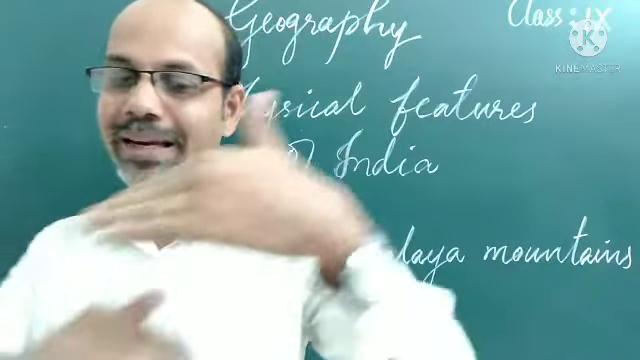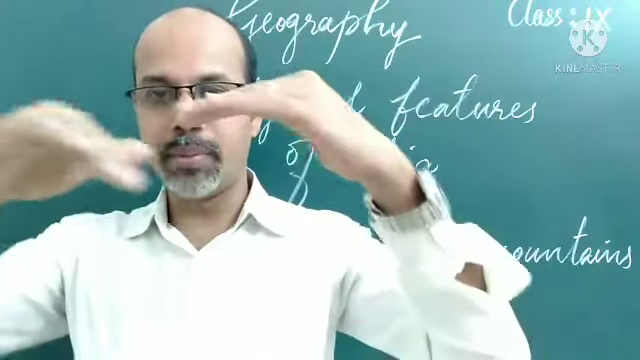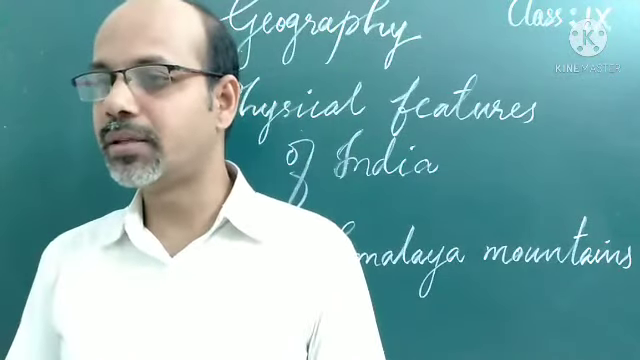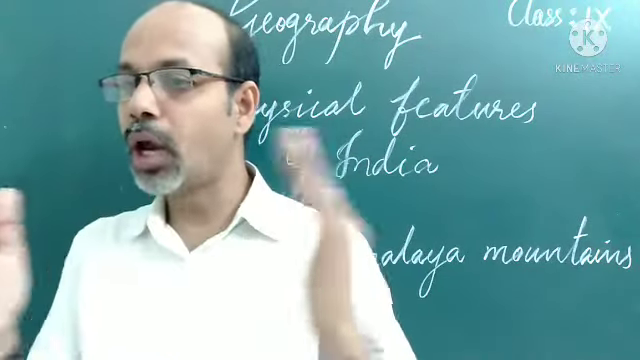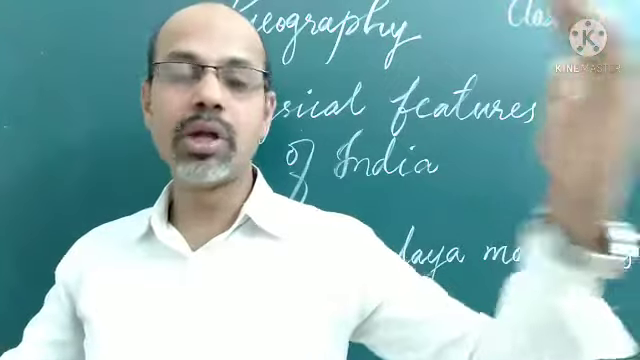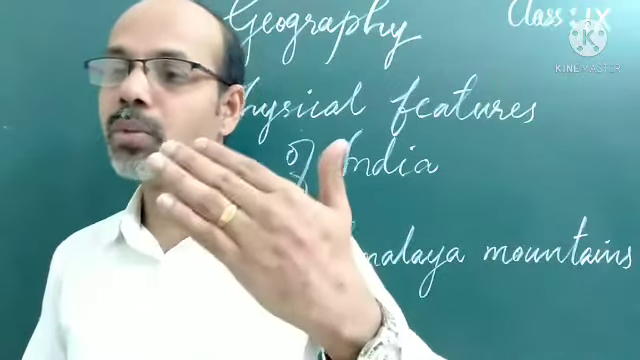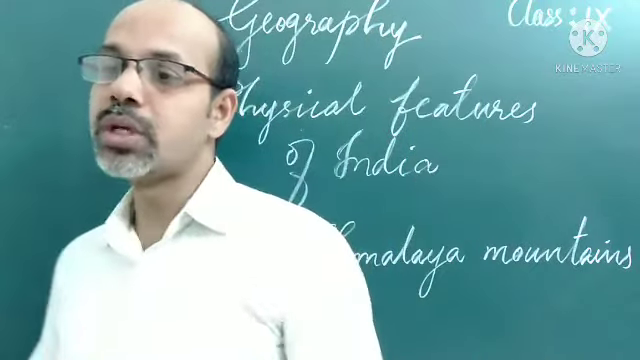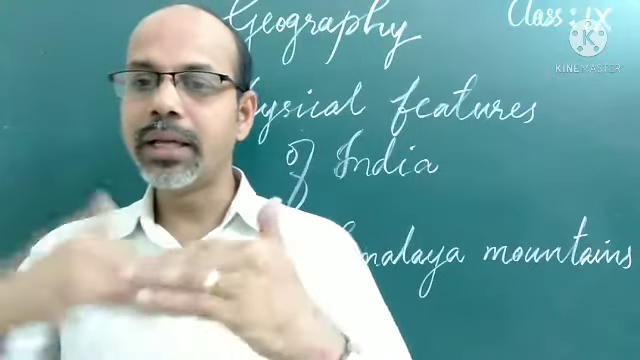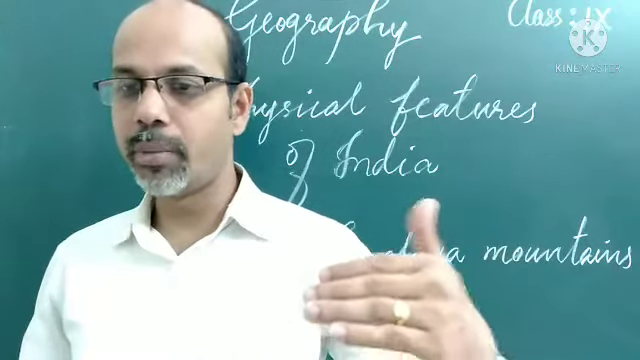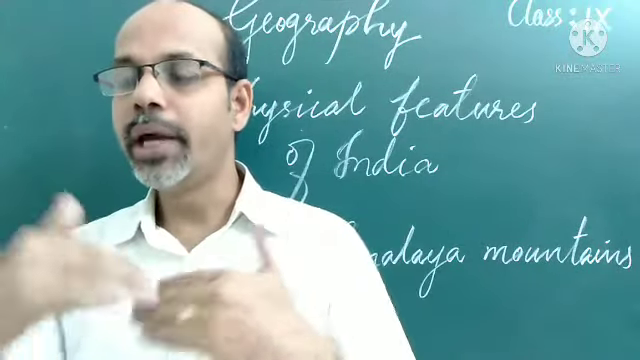The Himalayas look like an arc or crescent shape. It covers a distance of about 2400 kilometers. The Himalaya stretches almost 2400 kilometers in length, but its width also varies.